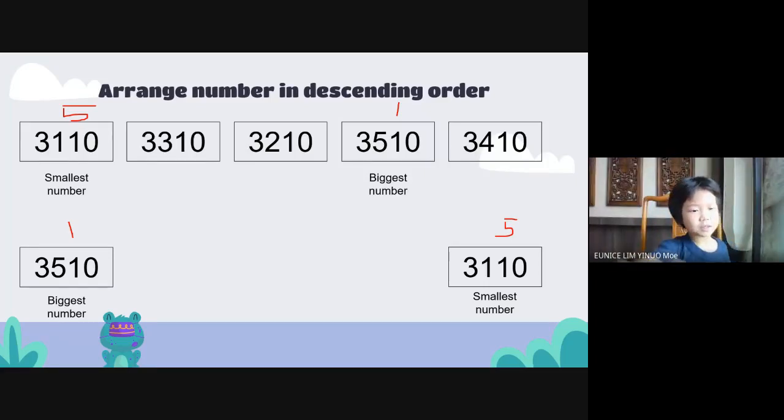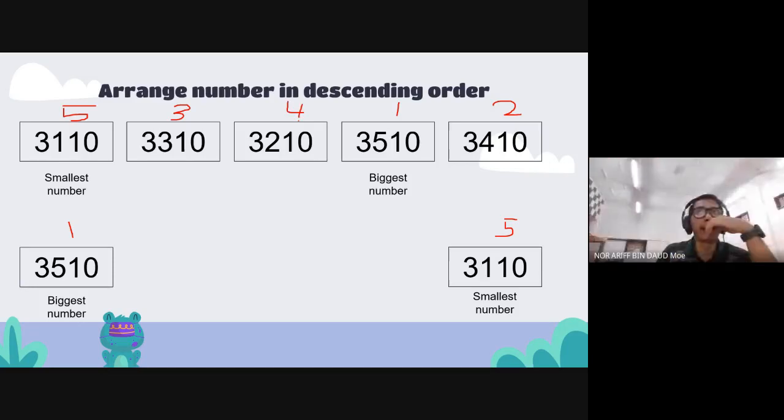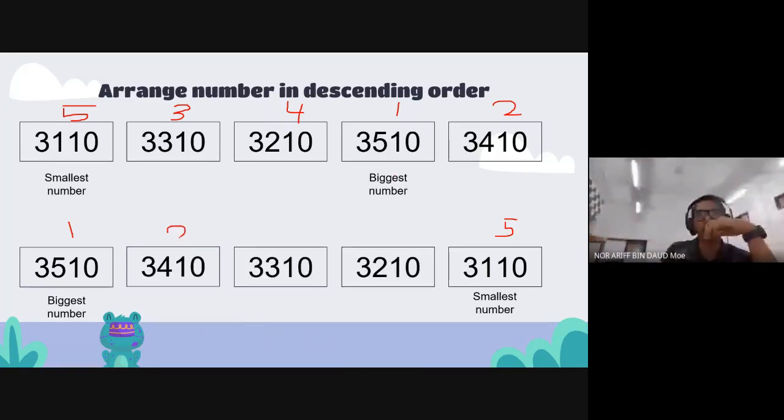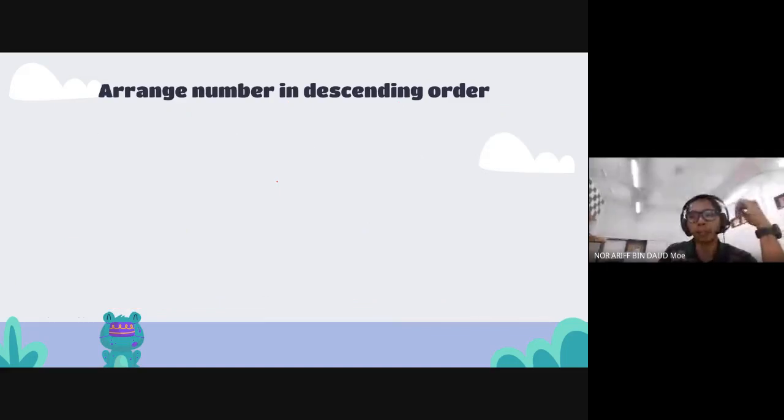Number 2 first. Number 2 is 3,410. Okay, number 3 is 3,310. Okay, number 4 is 3,210. Yes, like that. Now we arrange the numbers. We get number 2, number 3, and number 4 from big to small. Thank you, Eunice.